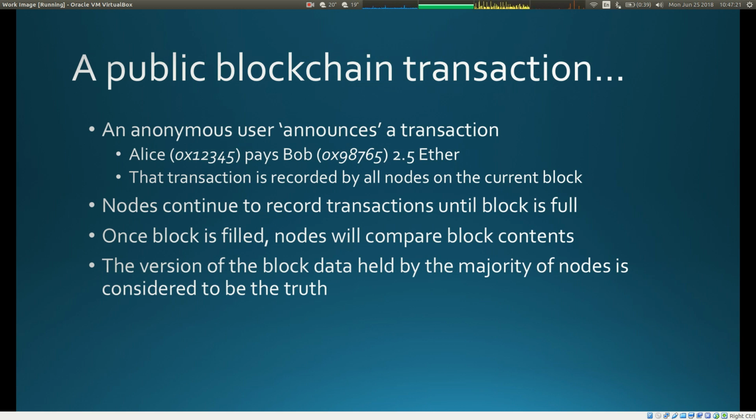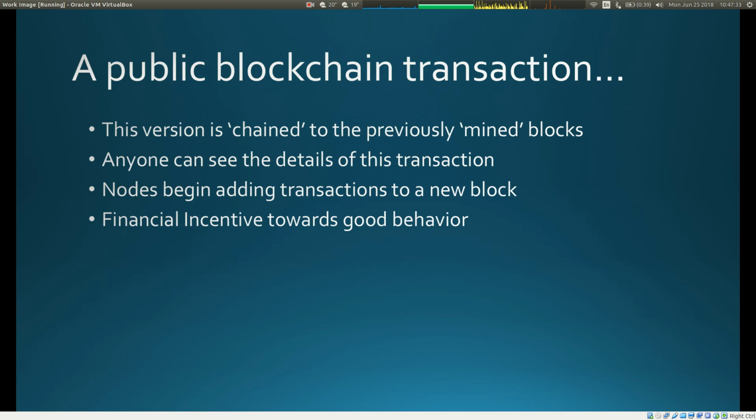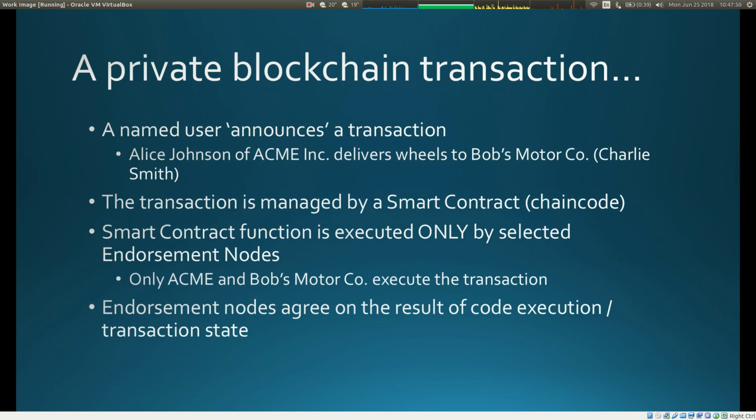And then once the block is full, the entire network is going to stop and compare the contents of their block. And whichever version of the block data is held by a majority of the nodes is then considered to be the truth. And that block is chained or linked to the rest of the previously mined blocks cryptographically. That means anybody can then get in and see the details of this transaction, and the nodes begin filling up a new block's worth of transactions.